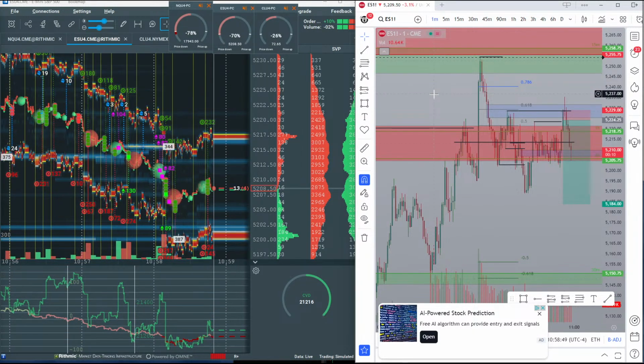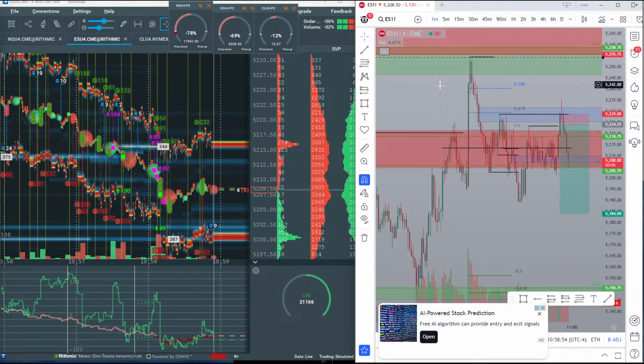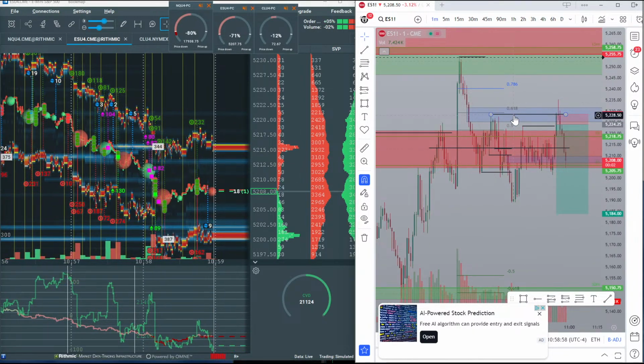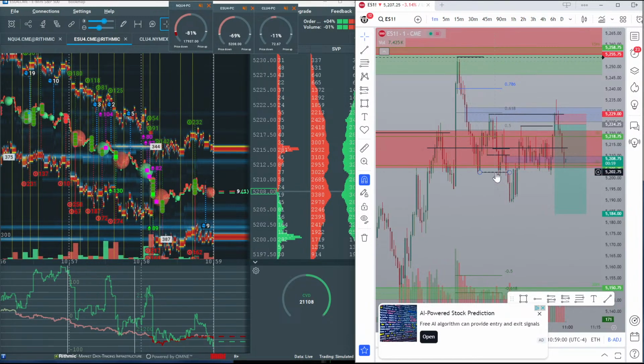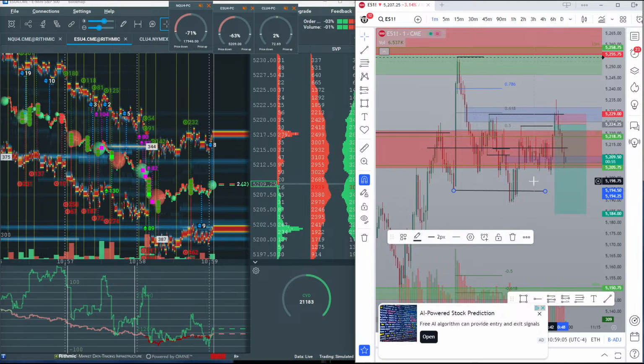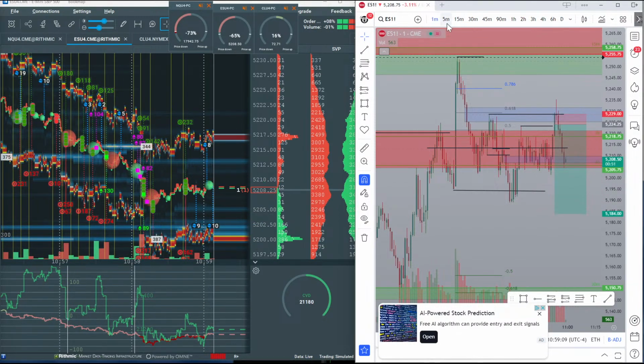I don't want to say it's not tradable. It's sort of tradable. It's just really, really bad. Really poor price action.